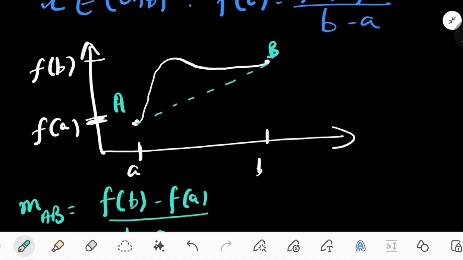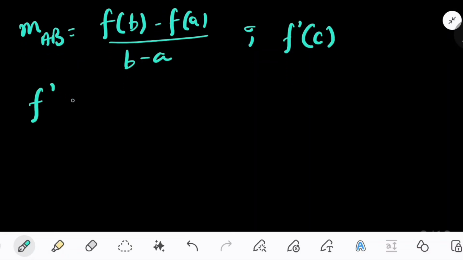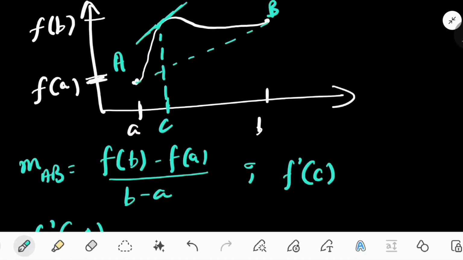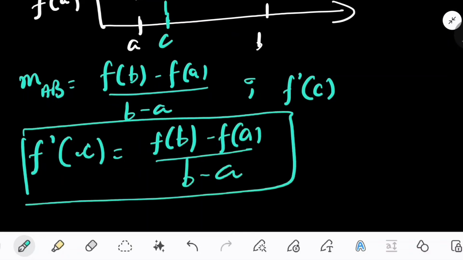Is it correct? Yeah. So the basic idea of Lagrange mean value theorem is that you will try to find a point C such that the slope at that point is equal to the slope of the line AB, right? So what is the slope at the point C? It will be f dash at C. So you will try to find a point C such that f dash at C is equal to the slope of the line AB, which is f at B minus f at A by B minus A. This is the basic idea of Lagrange mean value theorem geometrically and graphically, right?